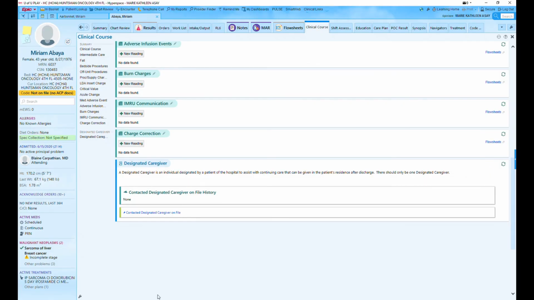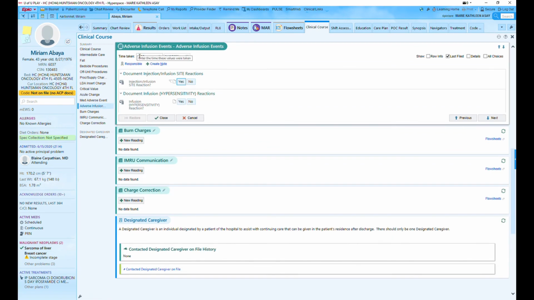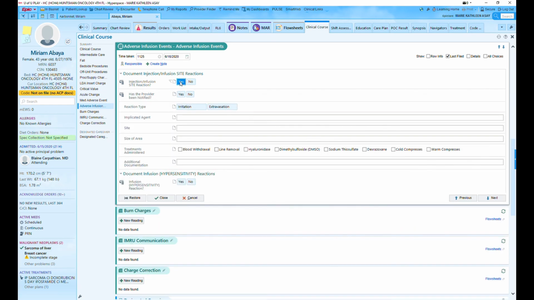In an infusion adverse event, this is where we would chart any hypersensitivity reactions to any infusion or any extravasation or site injuries. Let me show you what this looks like. You can see on the top we have adverse infusion events. So we are going to select a new reading. The document injection site reactions is for any extravasation injury or any site injuries. The infusion reaction is for any hypersensitivity anaphylaxis reactions.